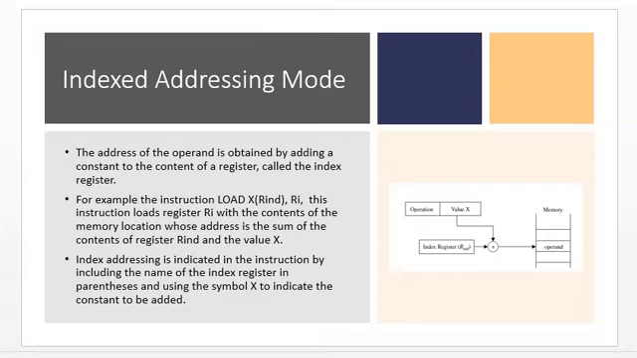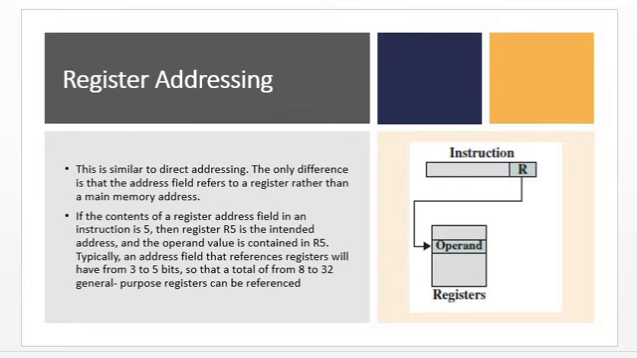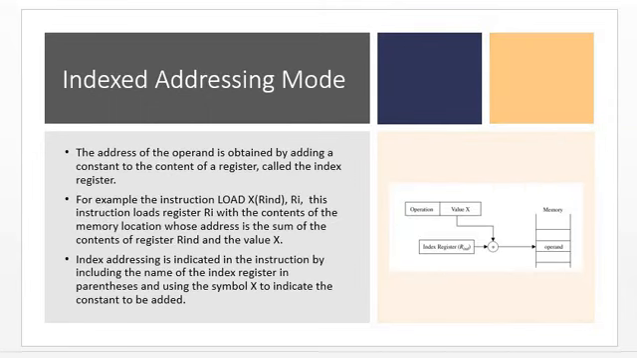Indexed addressing. The address of the operand is obtained by adding a constant to the contents of a register called the index. So this is an improvement of register addressing, where instead of moving directly from the register to the operand, to get the address of the operand, you are now adding a constant to the contents of the index register. This is indexed addressing for you. One key component that identifies indexed addressing is the index register that is included in the instruction.